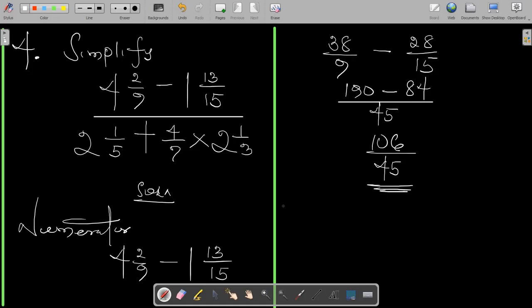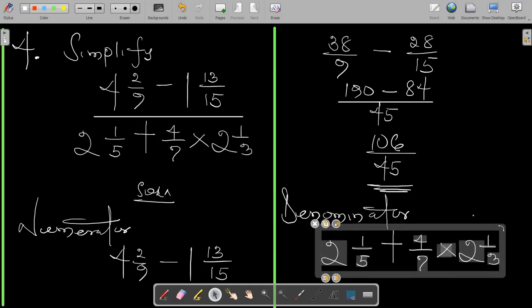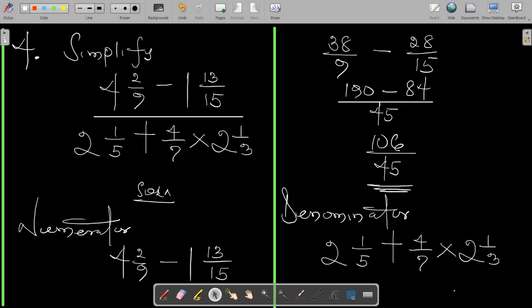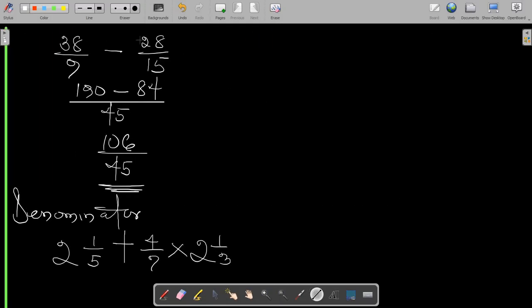Now let's talk about the denominator. Let me duplicate this and bring it down over here. That's my denominator. In this case, I'm going to change everything to improper fractions. Let's do that first before we apply the rule of BODMAS. So in this case again, we have something like this.